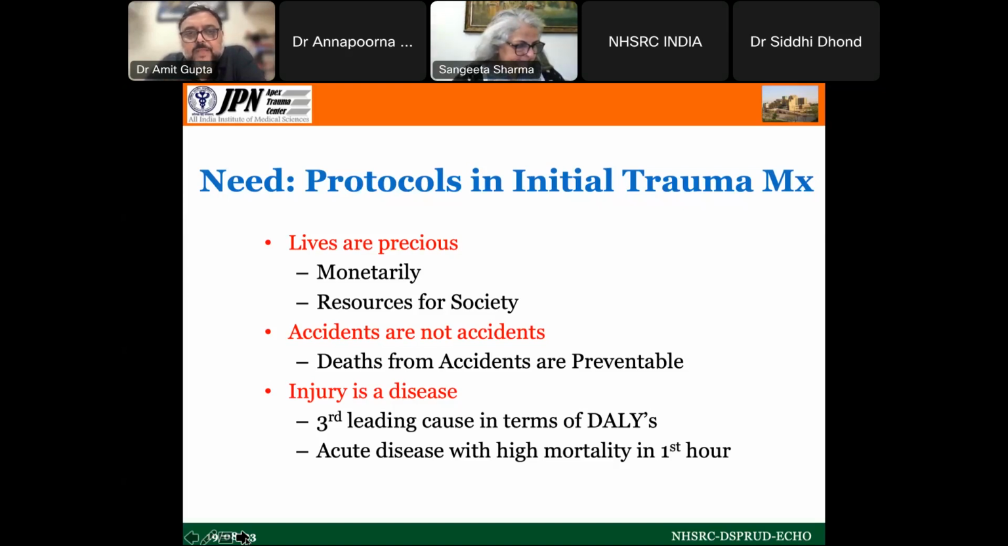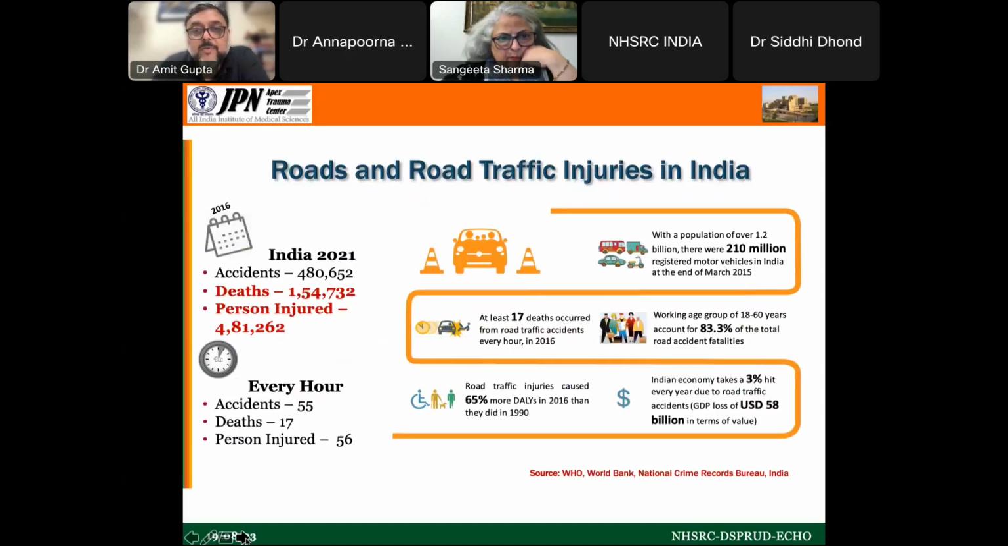In any case, injury is the third leading cause of disability adjusted life years lost. And at the same time, it's a disease with a very, very high mortality in the first hour of occurrence. Therefore, we need to do something as doctors in that first hour, loosely referred to as the golden hour, for these trauma victims so that they are taken care of well.